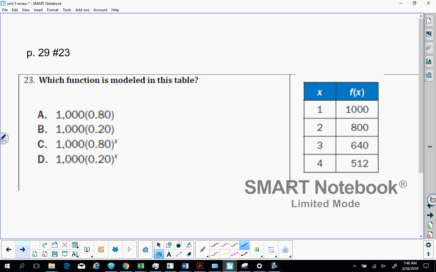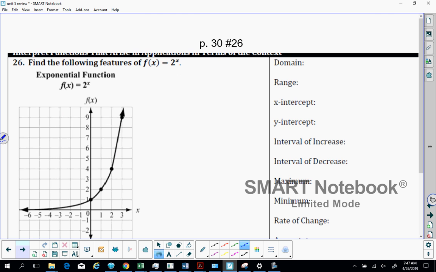What do I do with my equations? If I'm given a table, what automatically can I do? What could I do with those equations? Plug it in for table, right? Or plug it into the table, figure out which one gives me that. The one that gives me that is that equation. Cool. Next one.